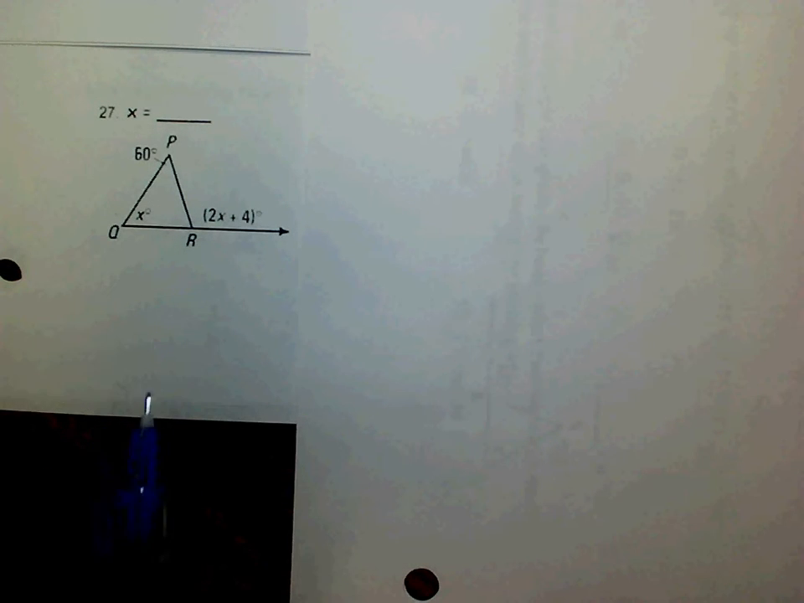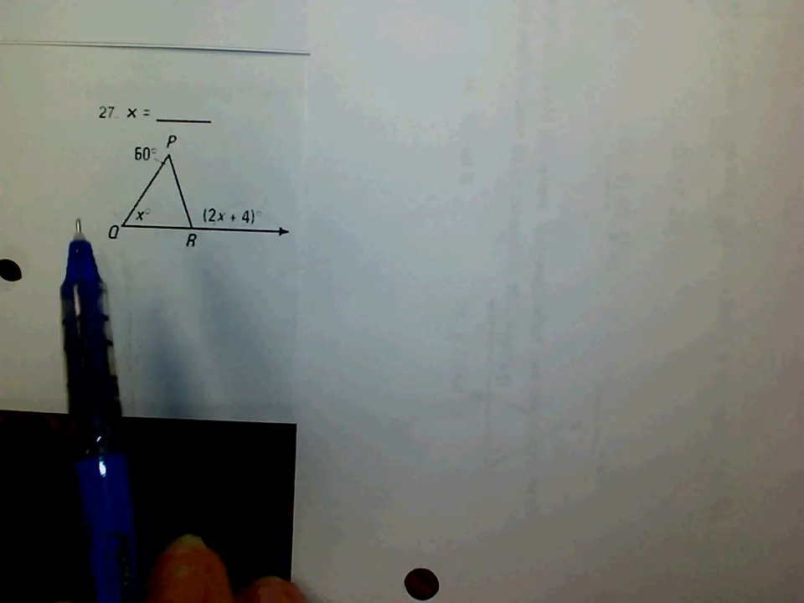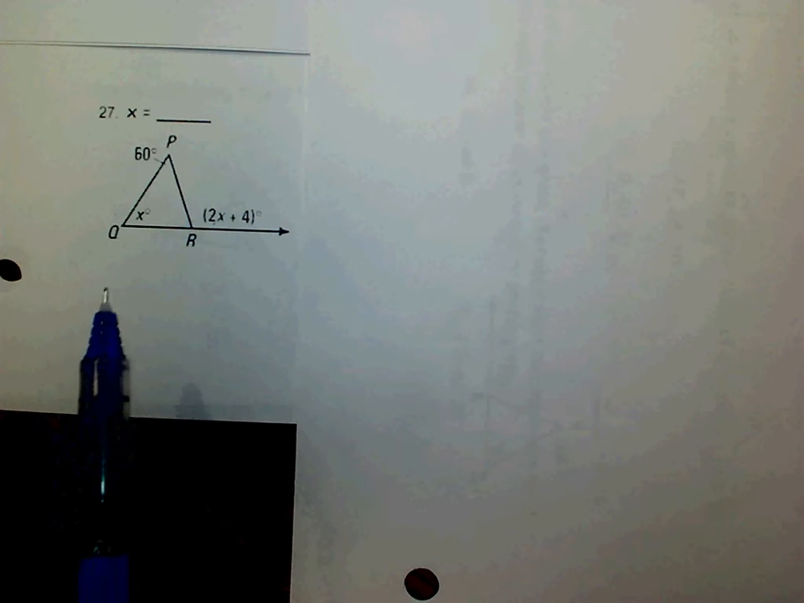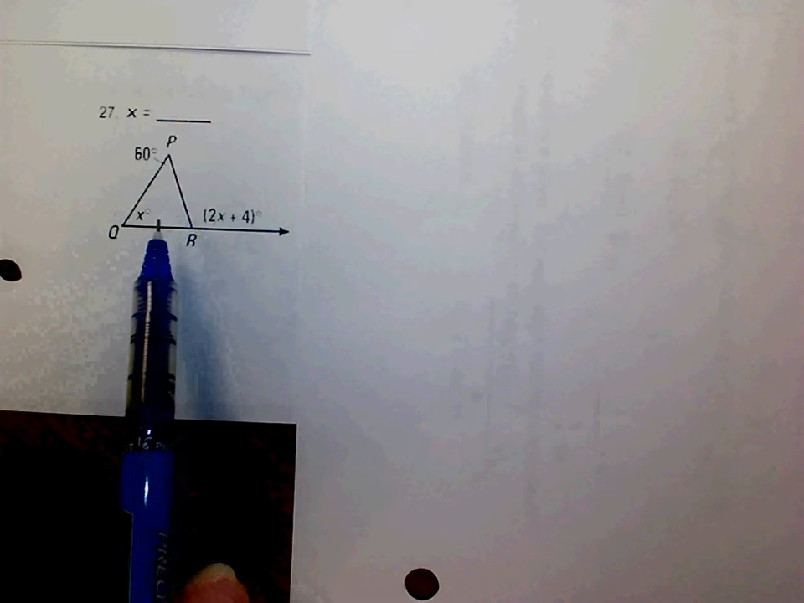On number 27, we're finding the value of x, and we have that appearing 2 different times in the figure. So we do know that the 3 angles of a triangle have to add up to 180, but I don't have any type of representation for this angle right here. So the first thing I need to know is an expression that I can use for this interior angle.